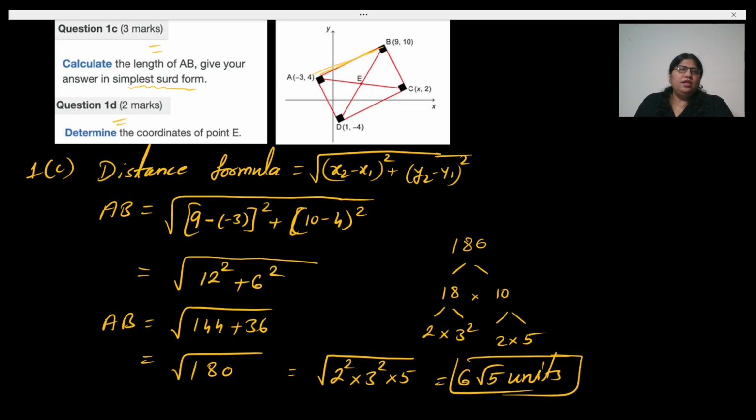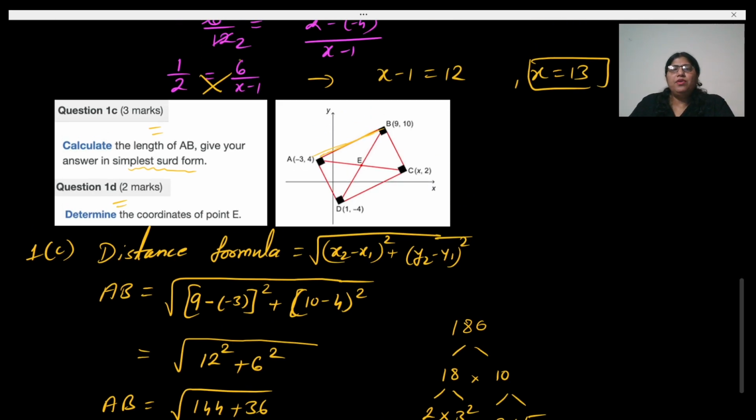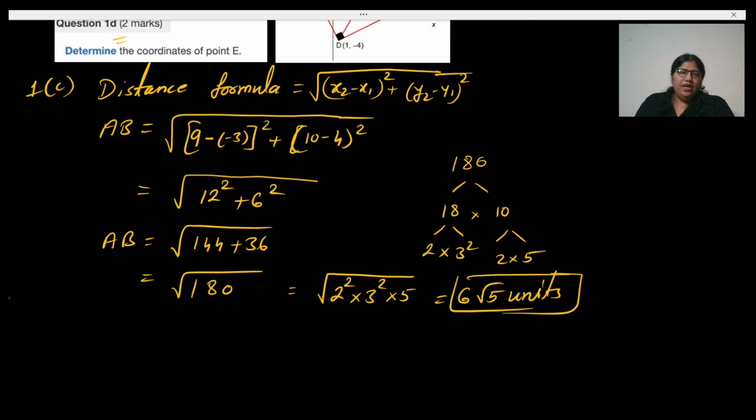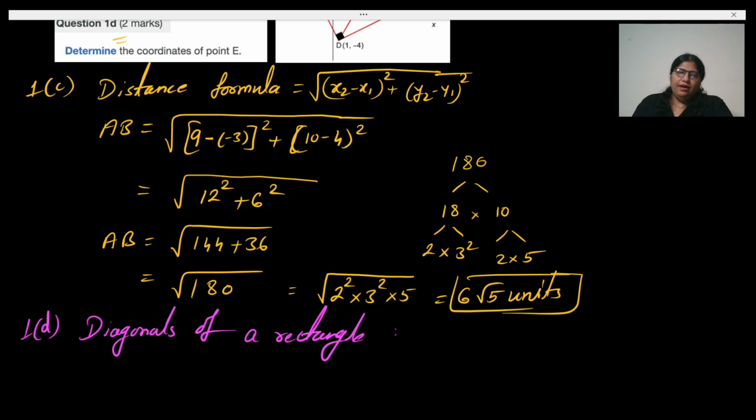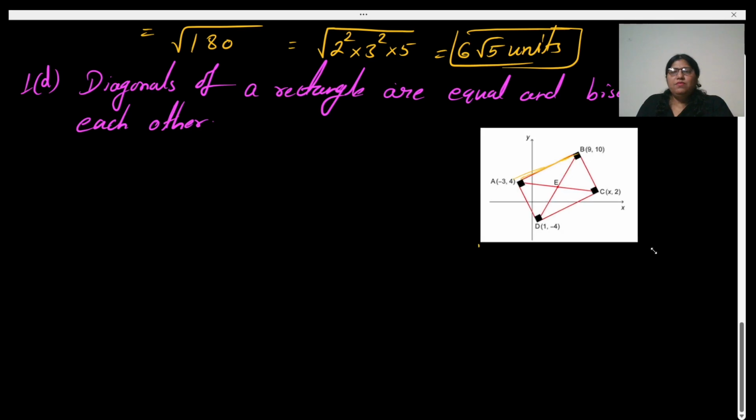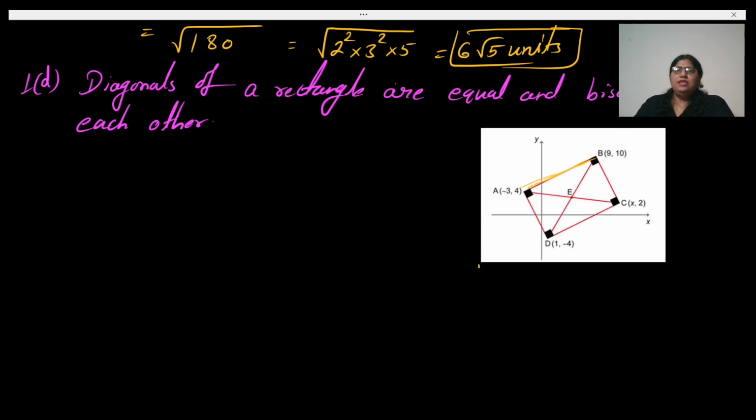Now what is your last section here? It's a 2-marker question. Determine the coordinates of E. Here you should remember the property that the diagonals of a rectangle are equal and bisect each other. So you will write down here in 1D part, the diagonals of a rectangle are equal and bisect each other, right? Using this property, this means E is the midpoint of AC and BD.